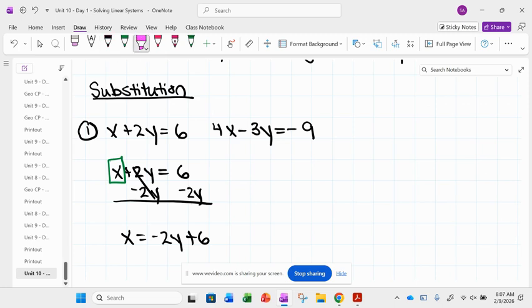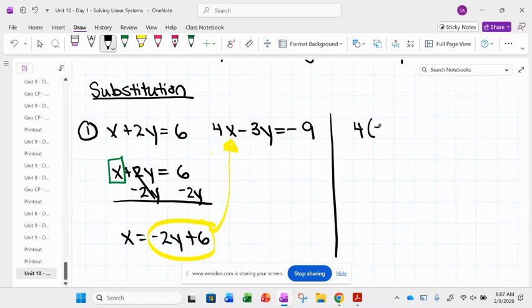Now what you want to do, once you've solved for one of the variables, you want to take that x equals -2y plus 6, and you're going to go to the other equation. Anytime you see an x, you're now going to sub in -2y plus 6 for that x. So now we're going to have 4 times the quantity of -2y plus 6 minus 3y equals -9. And you're now going to solve for y.